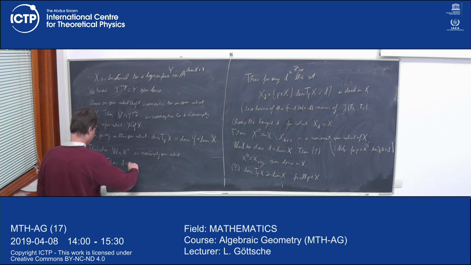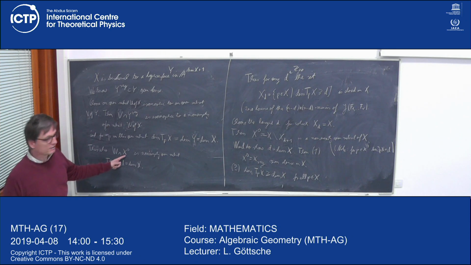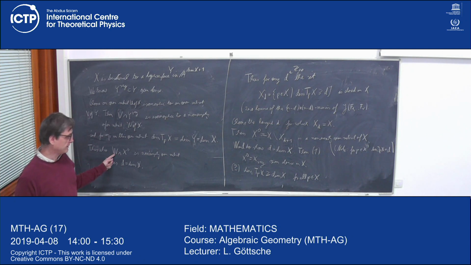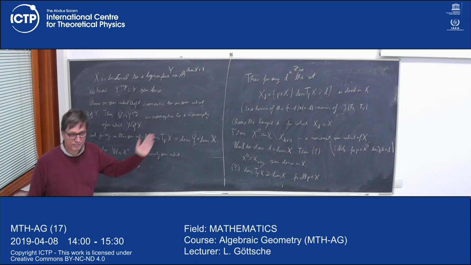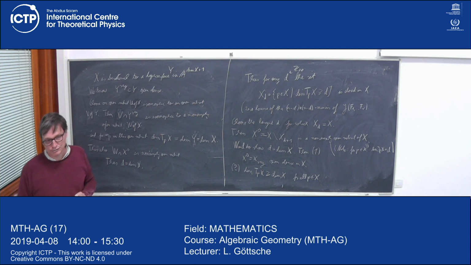D is equal to the dimension of X. Because for elements in X0, the dimension of the tangent space is D, and for points in W, the dimension of the tangent space is the dimension of X. Why is this intersection non-empty? Because both are non-empty open subsets. Any non-empty open subset is dense.